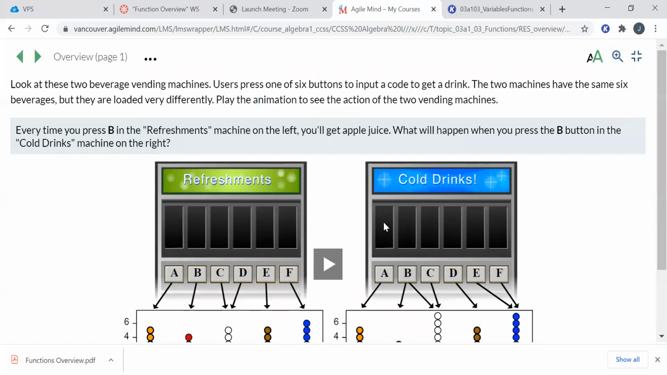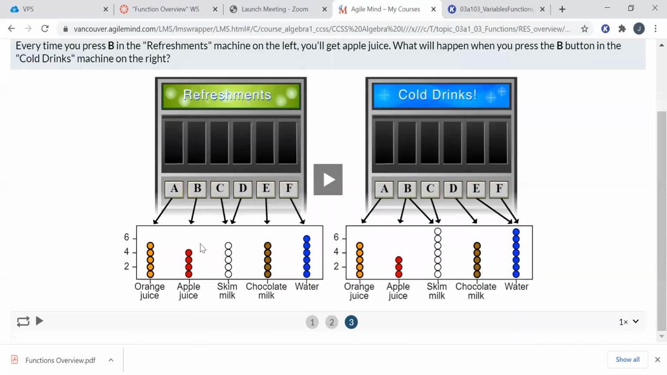Okay, I'm going to go back up here. It says every time you press B in the refreshments, you get the same thing. You get apple juice. What will happen when you press B in the cold drinks machine on the right?